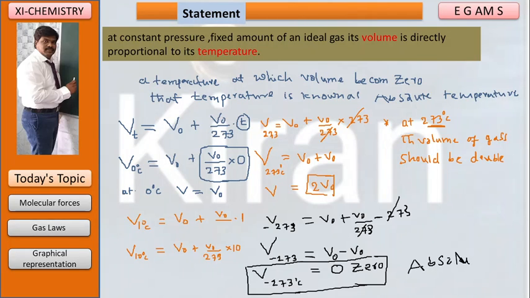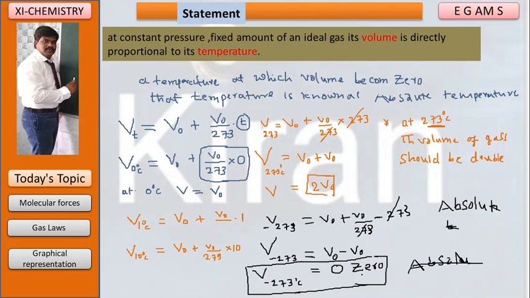Absolute temperature. So here this is the clear explanation regarding absolute temperature. Absolute temperature means, what I told you, a temperature at which volume becomes 0. That temperature is known as absolute temperature. Here the volume is becoming 0 at minus 273 degrees centigrade. So this is the clear explanation regarding your Charles law.